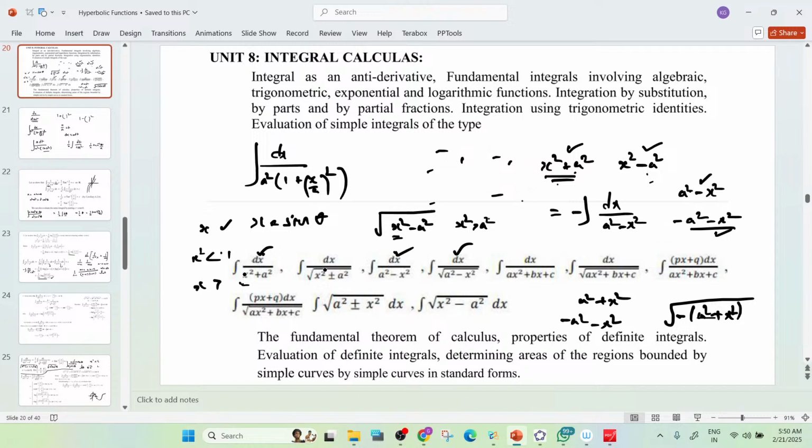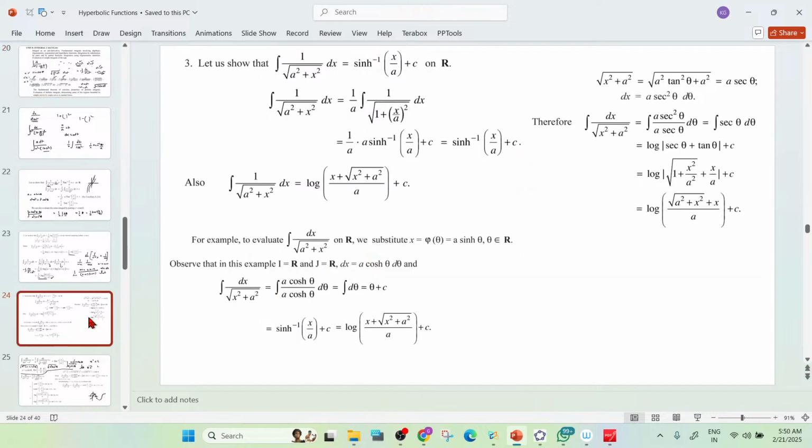Now in this case, x square plus a square is there. In x square plus a square, x can be anything. Agreed? X can be anything means, like the earlier case, you can take x as tan theta. If you take x as tan theta, what will happen? x square plus a square becomes a square tan square plus a square, a secant theta. So dx equals a secant square theta. Agreed, you have got this one.